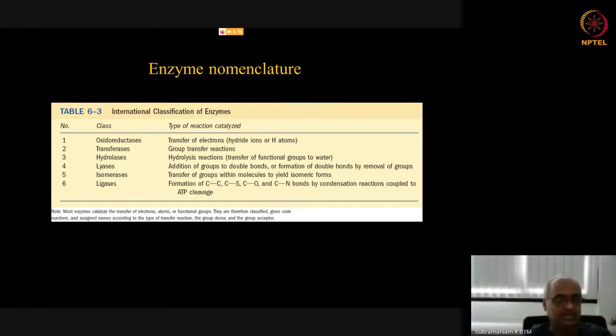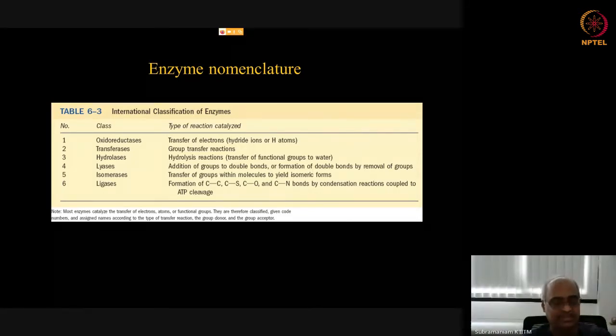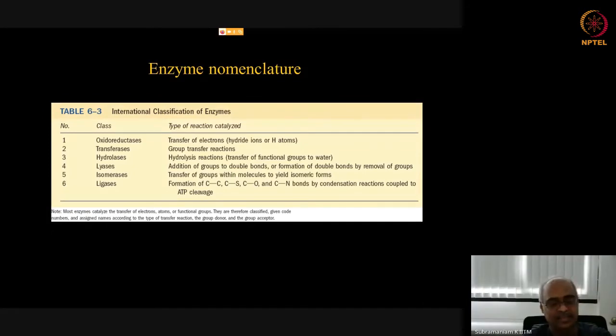Hydrolases break bonds that were originally made by condensation through dehydration. This is familiar to us. That is how polysaccharides, polypeptides, and polynucleotides are made. They are all condensation reactions releasing a water molecule. Okay, dehydration-dependent condensation reactions. So to break them, you add water, and that is called hydrolysis. Those enzymes are hydrolases.